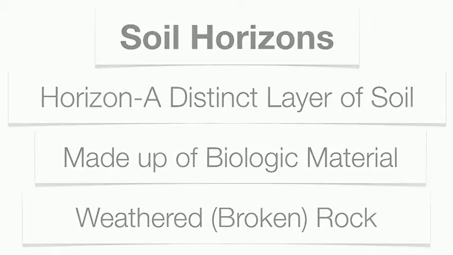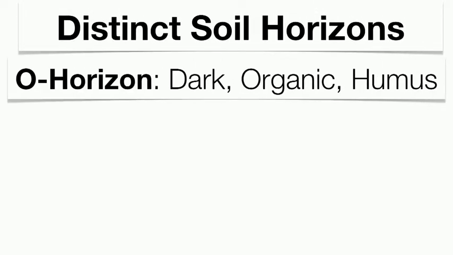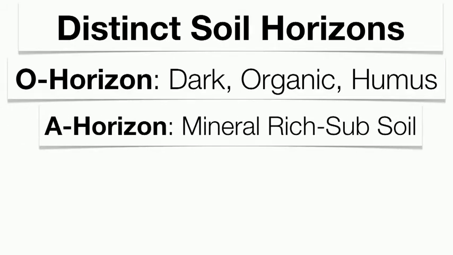So let's just talk about some of the distinct layers that you're going to need to know. Probably the most important layer is going to be the O horizon. This is a very dark layer. It's much more of an organic layer. It's many times called topsoil because it's so dark in nature. A lot of times you can get bags of this in Home Depot, and it's very, very dark in nature, which indicates it has very high organic material. Sometimes it's called humus.